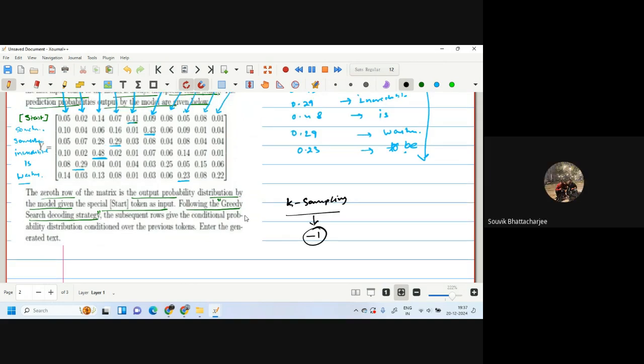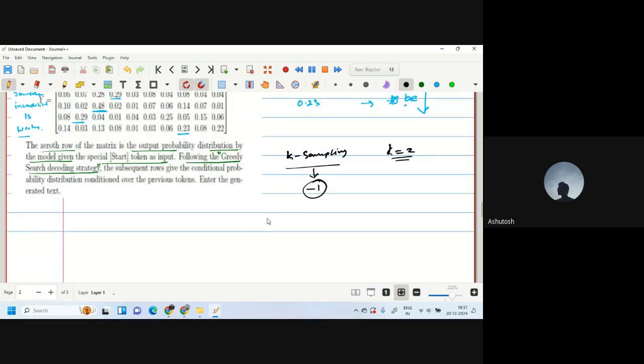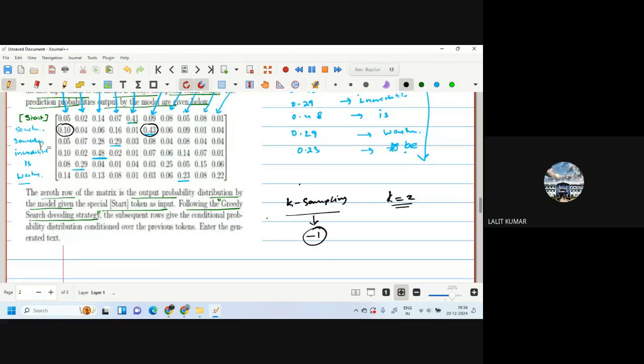Yes, greedy search. But if K is equal to 2, then also you might not get the answer, because you don't know whether it will take 0.43 or the next highest, 0.10. So how did it get -1? Can you elaborate? It is -1 because with K sampling, K equal to 2, we cannot give the answer.